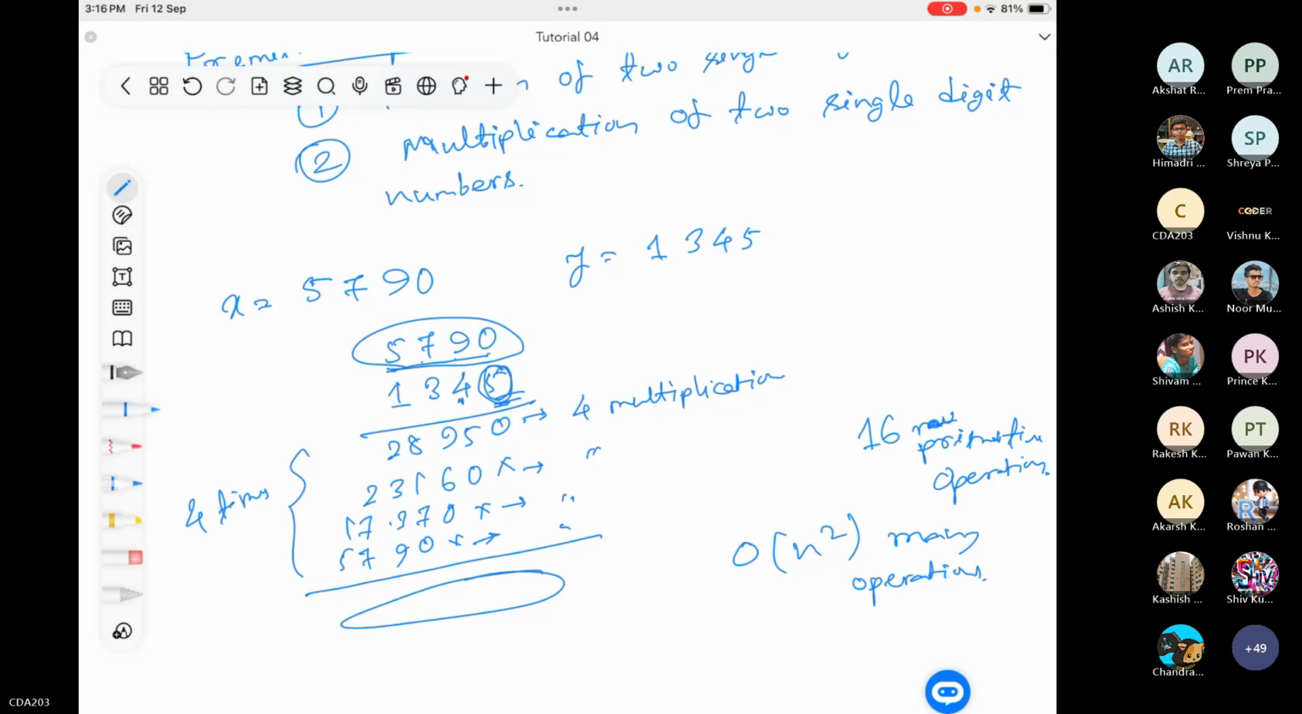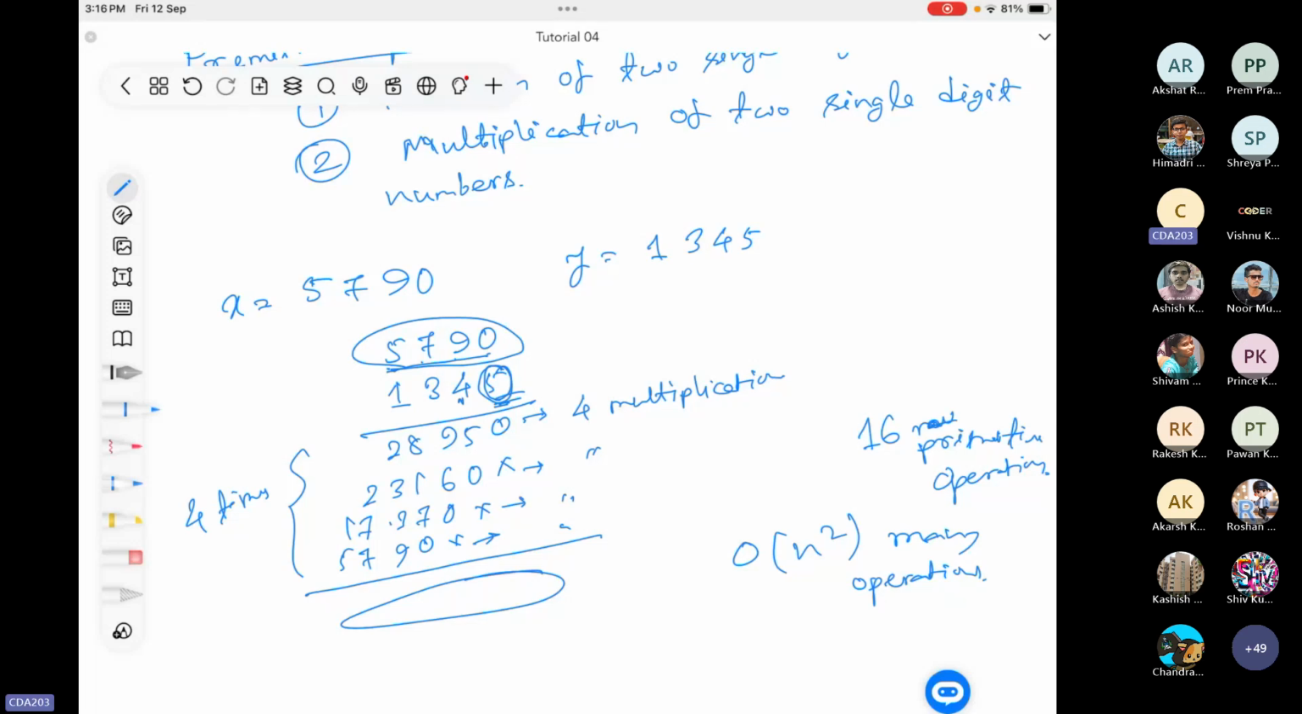Okay. So if you think about n-digit numbers instead of these 4-digit numbers, how many steps do you have to perform? N steps, with n primitive operations at each time, and there are n digits. So there are n square primitive operations in there.